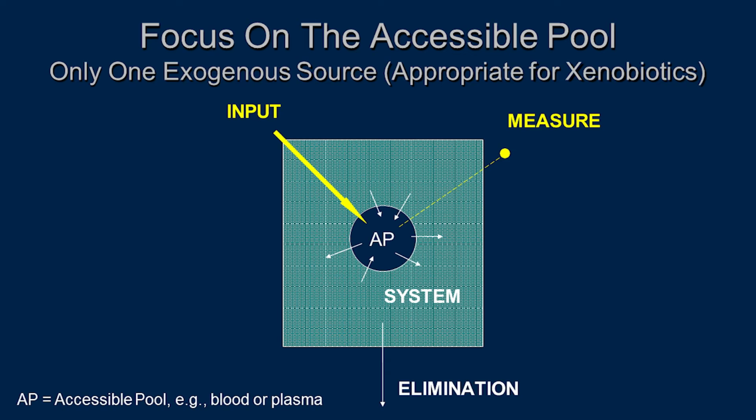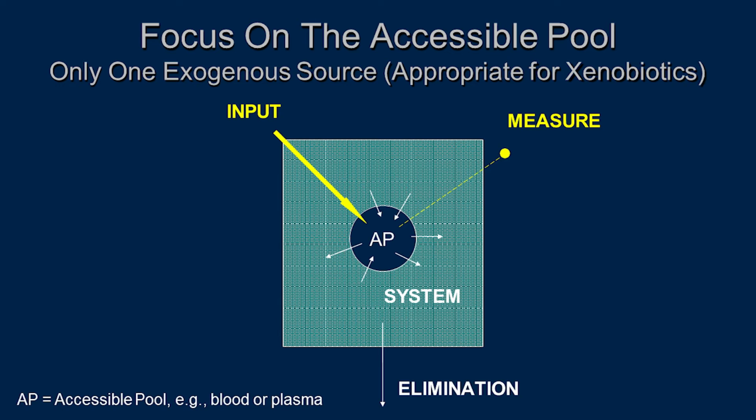But for drugs and xenobiotics, the only input is from the outside. There is no endogenous production of drug, for example. Most of the time it's a new chemical, so it's not produced. And so a non-compartmental model essentially boils down to an accessible pool, a system which we don't make any statement on, an elimination rate, and an input and a measure.